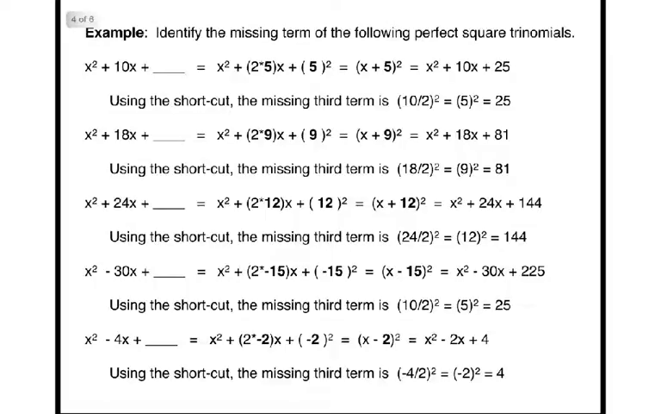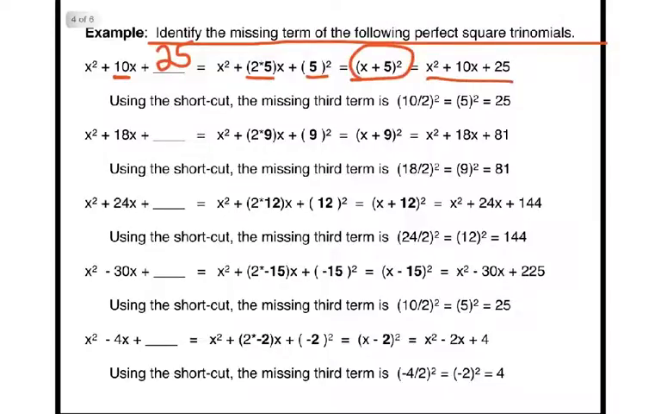In the following examples, I'd like you to identify the missing term of the following perfect square trinomials. For instance, the middle term is 10. So cut it in half, that's 5, and then square it, that's 25. And I've written out the full chain of reasoning here, that 10 is really 2 times 5, and so the last term is 5 squared, and the binomial being squared is x plus 5 squared, and you get x squared plus 10x plus 25. Again, using the shortcut, the missing third term was half of the middle term squared. And half of 10 is 5, and 5 squared is 25. I'll do one more with you.